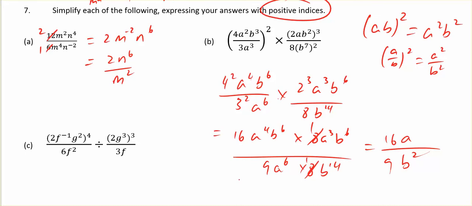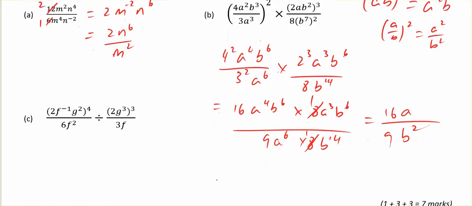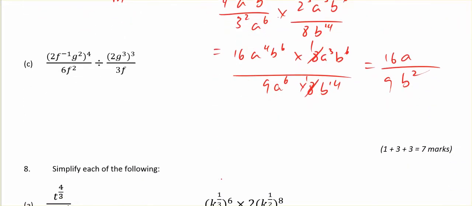That's okay. But I know these questions can take quite a while if you do that. If we look at question C, so we've got 2 to the power 4, and I'm doing this in my head. 2 to the power 4 is 16, f to the power negative 4, g to the power 8. Now, since we have a divide here, remember the rule is if you have a divide, you can change it to a times, but you have to flip the fraction, okay?